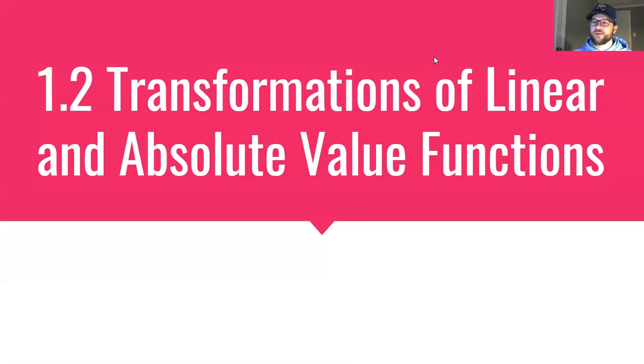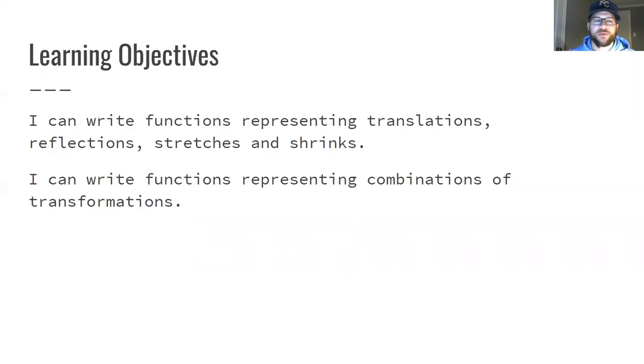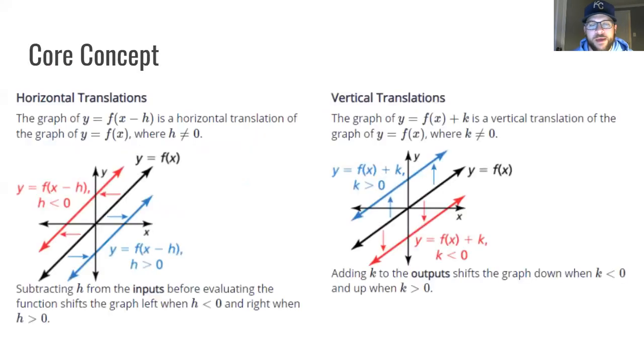All right, in this Algebra 2 tutorial for the Big Ideas section 1.2, transformations of linear and absolute value functions, we're going to talk about translations, reflections, stretches and shrinks, and also being able to use a combination of those transformations, but looking at just linear and absolute value functions. So there are two different directions of translations we can make. You can either translate or shift a graph horizontally or vertically.